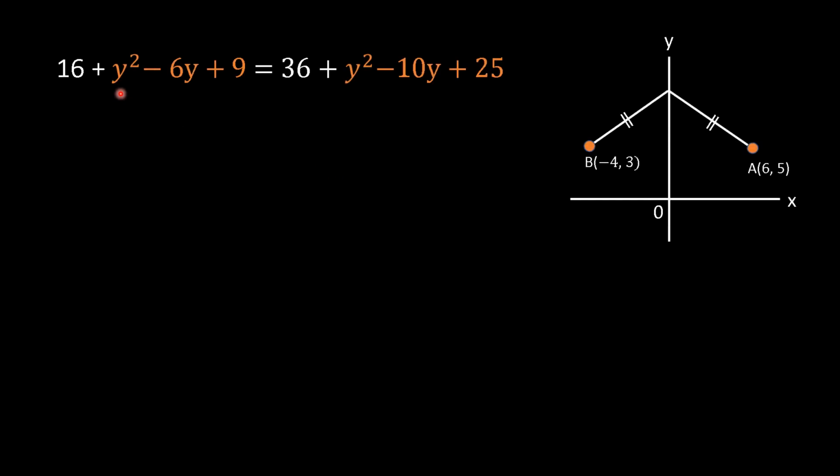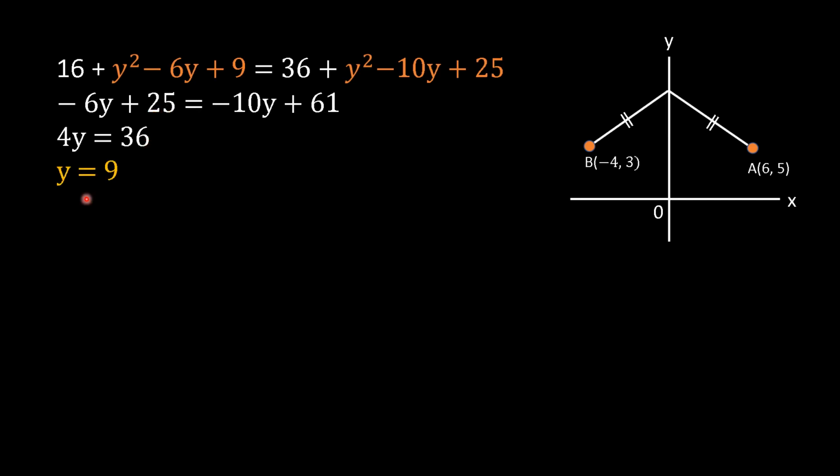In the first step, this y square cancels with this y square. So it will be minus 6y. 16 plus 9 is 25. Then minus 10y, and 36 plus 25 is 61. So it will be 4y, 10y minus 6y. And 61 minus 25 is 36. So this gives us y equals 9. So the required point on the y-axis will be P(0, 9). So this is the required point.